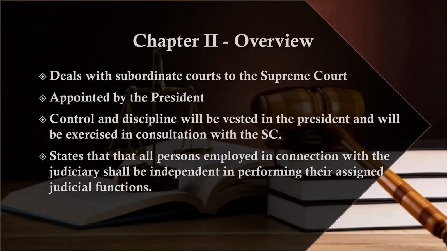Chapter 2 focuses on subordinate courts to the Supreme Court. Like the Supreme Court, the appointment of persons to offices in the judicial service or as magistrates exercising judicial functions will be made by the President. It vests the control and discipline of subordinate courts in the President and will be exercised in consultation with the Supreme Court. It also states that all persons employed in connection with the judiciary shall be independent in performing the assigned judicial functions.